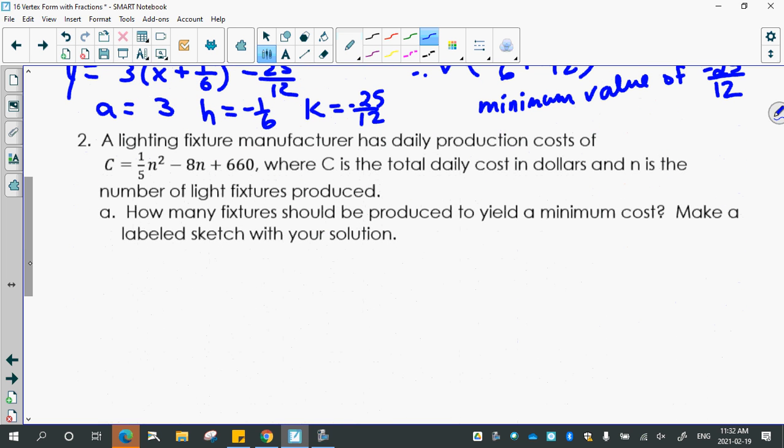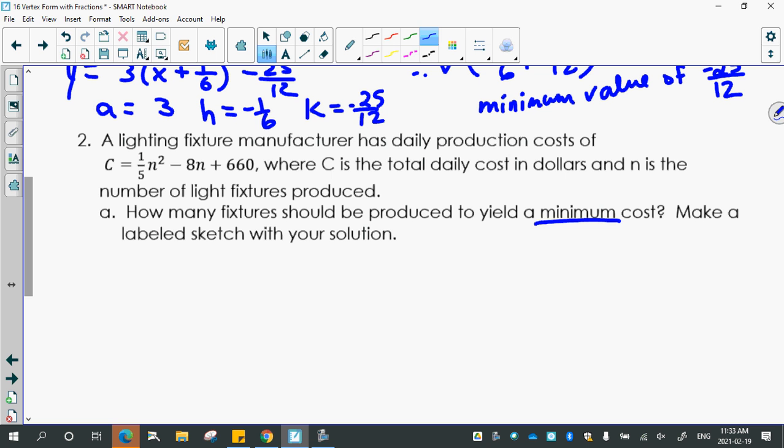All right, so a lighting fixture manufacturer has daily production cost of C equals 1/5 n squared minus 8n plus 660, where C is the total daily cost in dollars and n is the number of light fixtures produced. How many fixtures should be produced to yield a minimum cost? Make a labeled sketch with your solution.